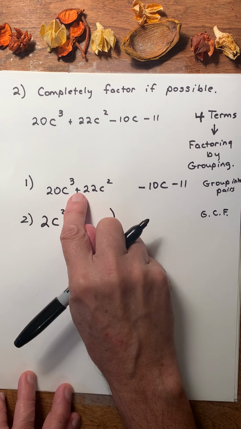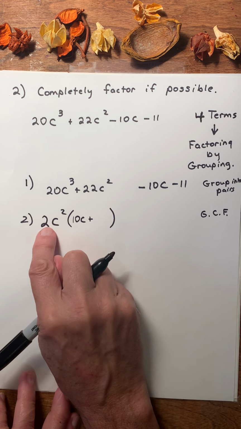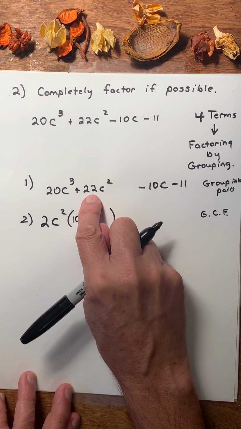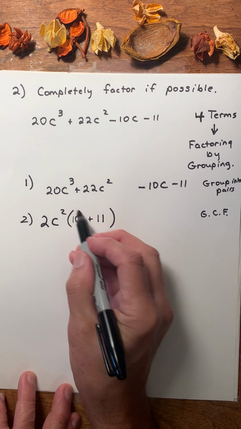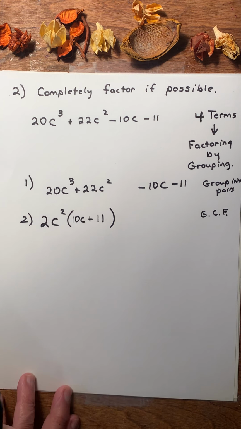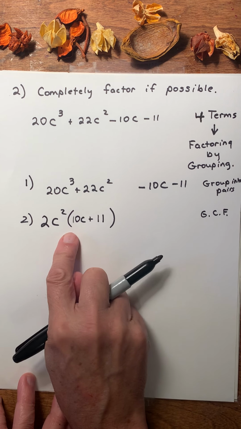2C squared, and there's a plus, right? 2C squared times what gives me 22C squared? Well, just 11. And you can always distribute here to make sure you got the right factorization.